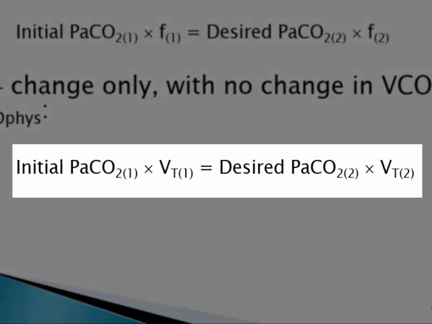In the event that you only want to change the tidal volume, if, for example, they don't have an adequate tidal volume, or maybe you want to increase it a little, it's the same idea where you have a before and after, except that you're using the tidal volume instead of the rate. So it's the CO2 times the tidal volume before is equal to the CO2 times the tidal volume after. What you would do here is select the tidal volume that you want and then calculate for the CO2 that would give you.